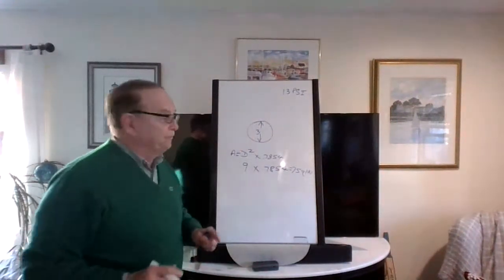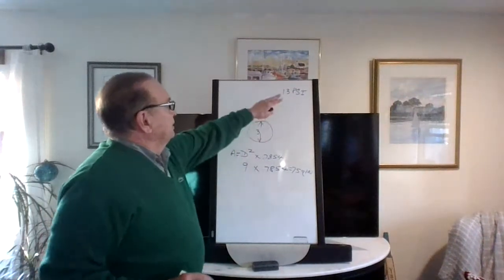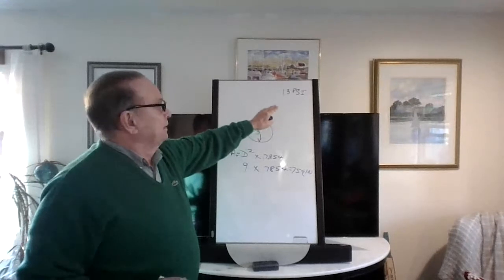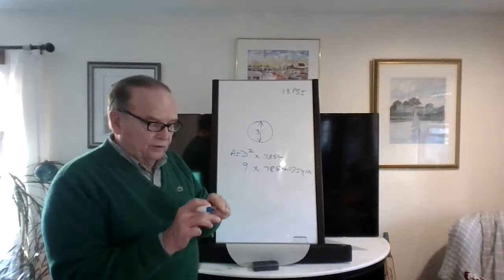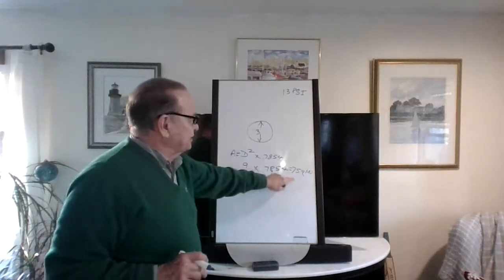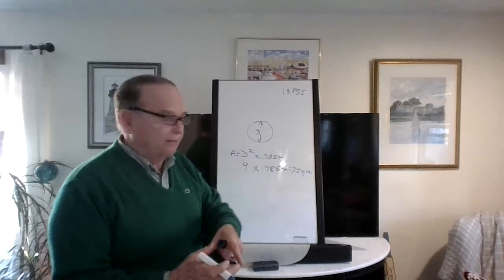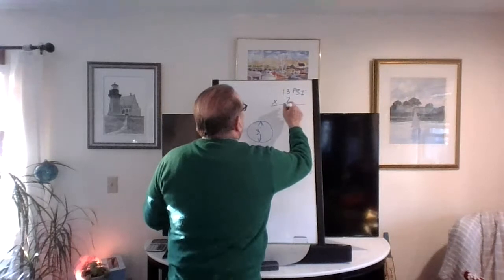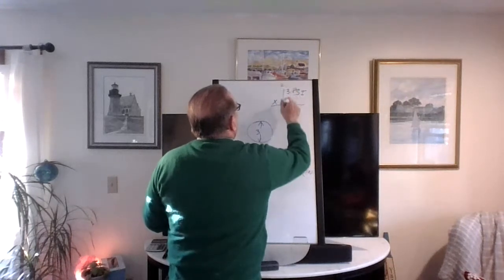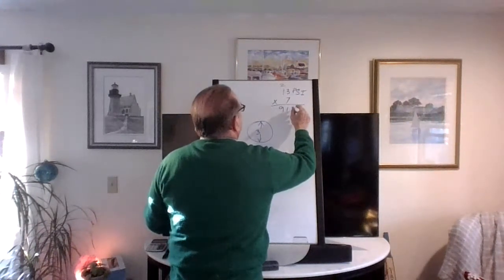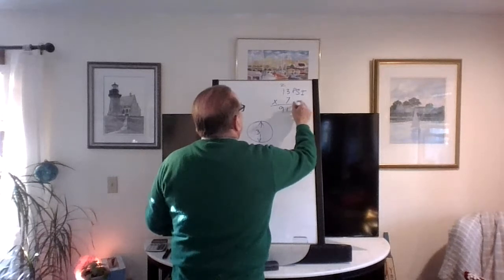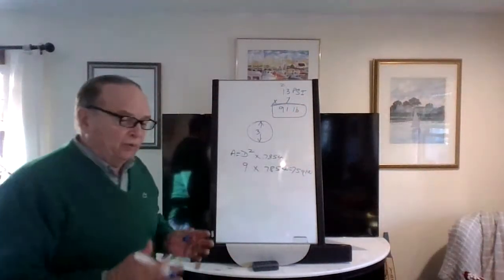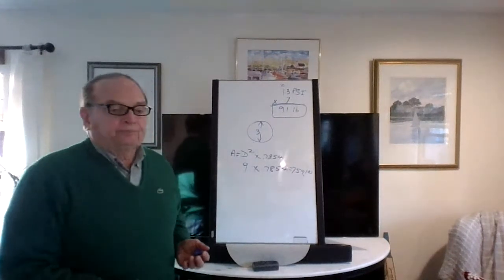Now, remember what I said. That's pounds per square inch, right? So every little inch is 13 pounds. But I got 7 inches in my 3-inch pipe. So what do we got? Not PSI, 91 pounds pushing up.